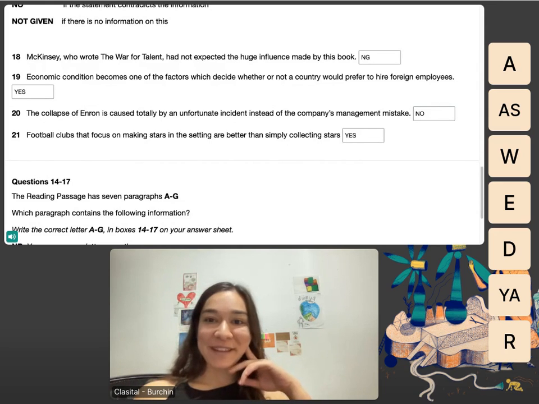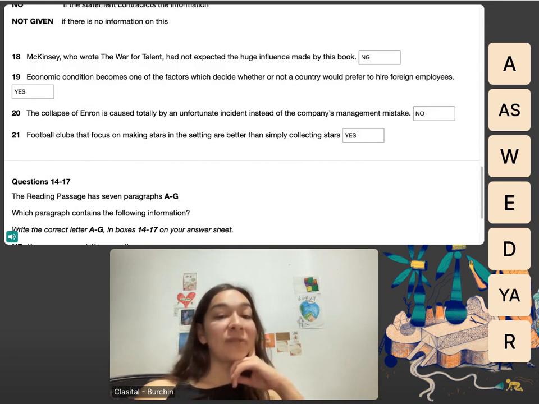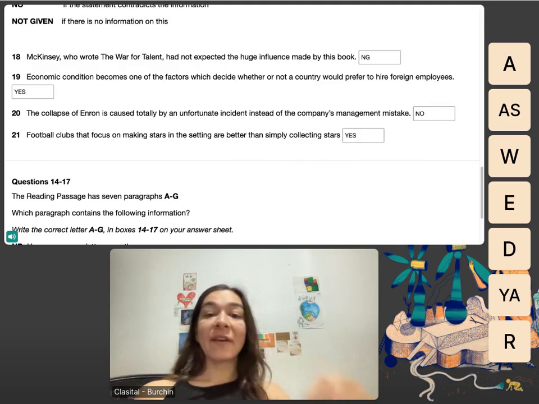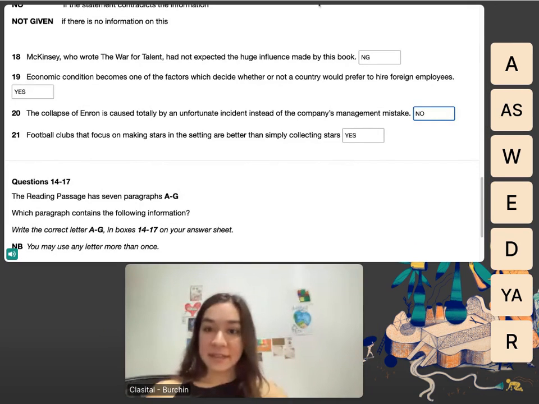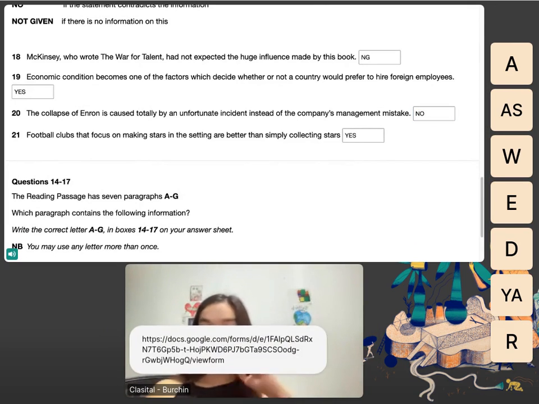We have spent so much time on this. These are a little bit tricky questions. You should pay really close attention to the meaning, and you should pay really close attention to the distractors.